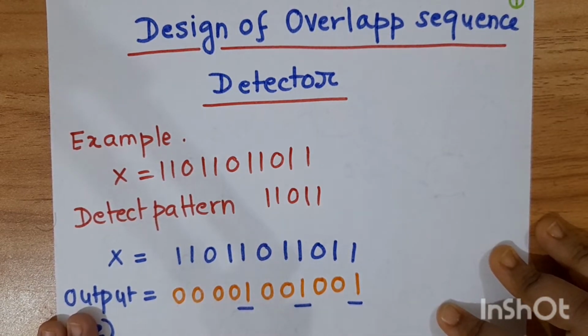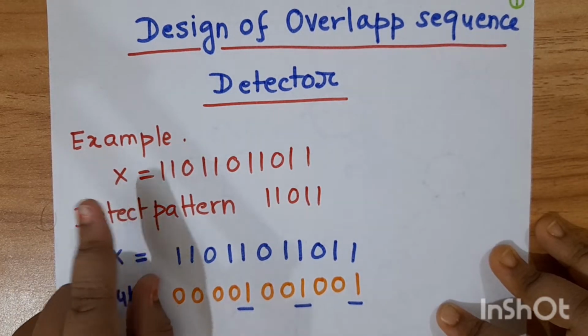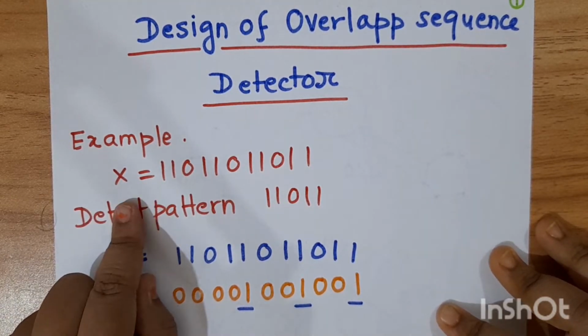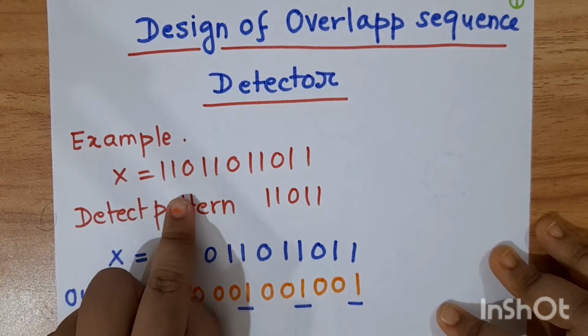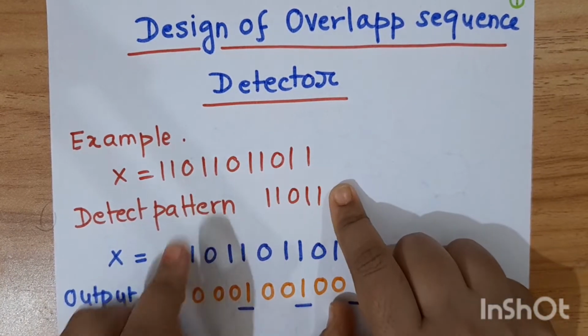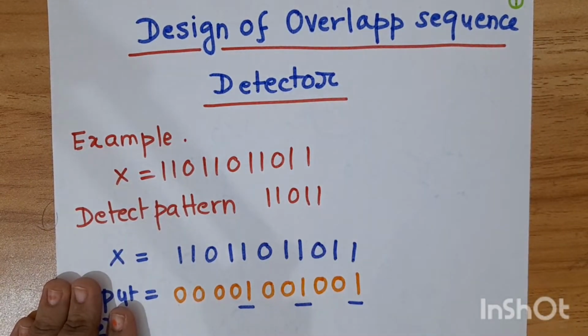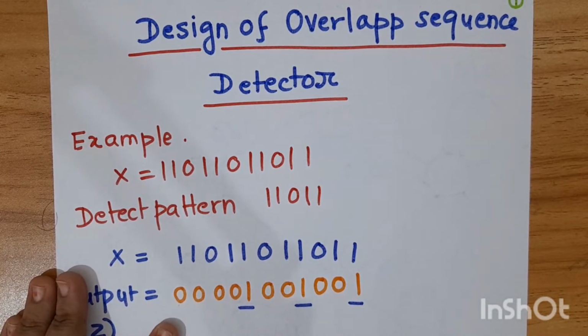Today we are going to design the overlap sequence detector. This video is in continuation of my previous video on sequence detector part 1. So here is an example. X is the input stream sent to a sequence detector. It is equal to 1 1 0 1 1 0 1 1 0 1 1. Now I want to detect the pattern 1 1 0 1 1. As it is an overlap sequence detector, how would the output come?